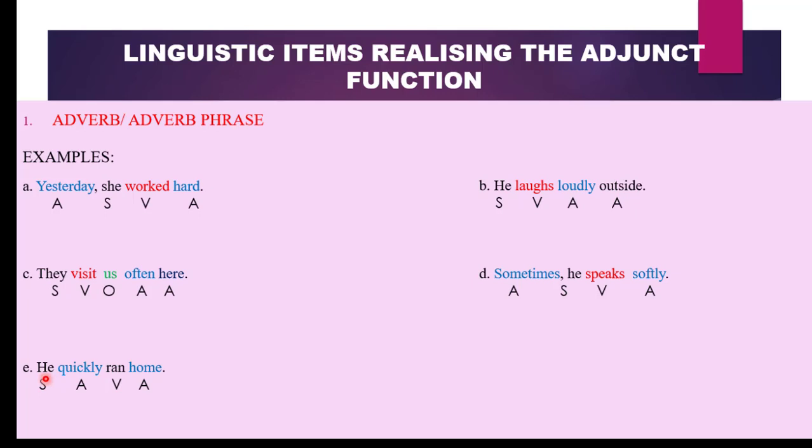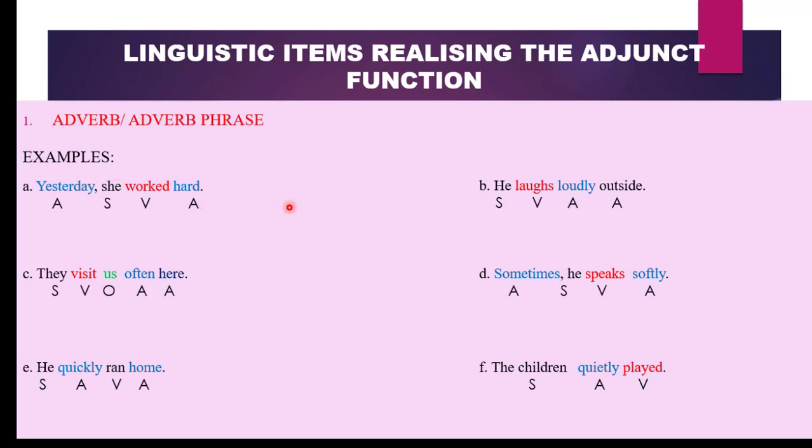In this sentence, he quickly ran home. He is our subject. Quickly tells us the manner in which he ran home. So it is an adjunct. Ran is our verb. Home is an adverb of place. Therefore, it is functioning here as an adjunct where the action took place. Let us have the last sentence. The children quietly played. The children is our subject. Played is our verb. But how did they play? Quietly. Therefore, this is an adverb of manner and it functions as our adjunct. So adverbs can perform the role of adjuncts.